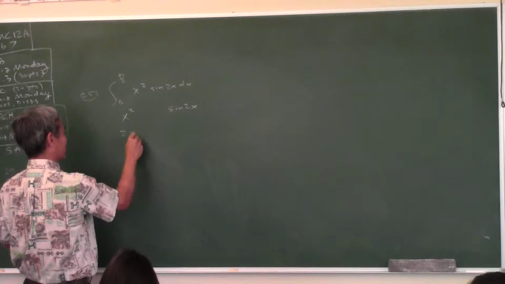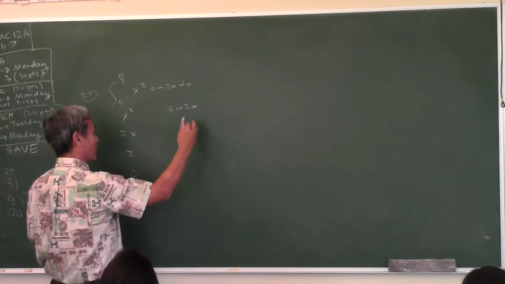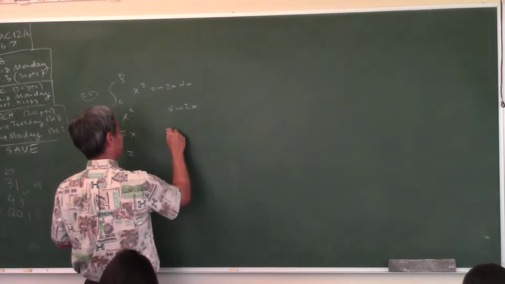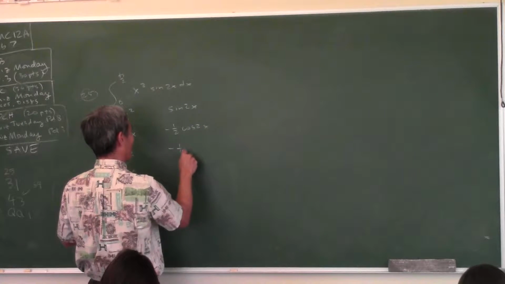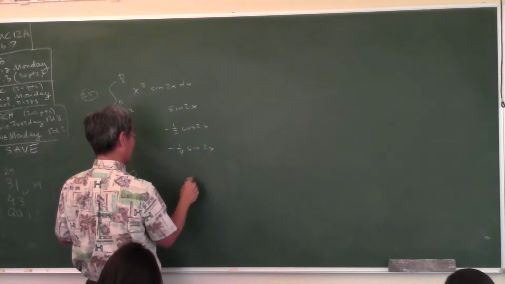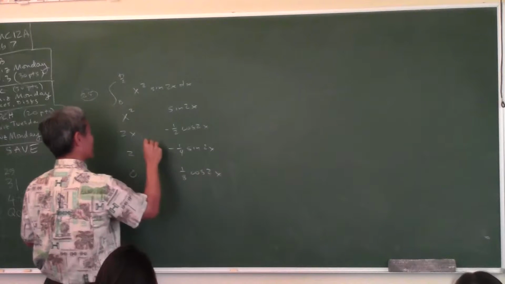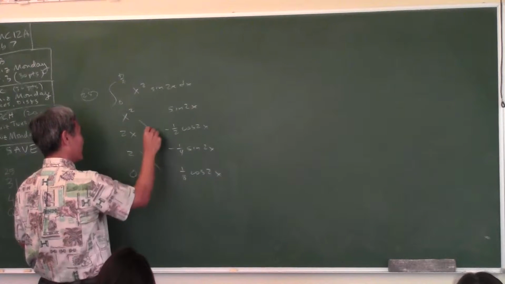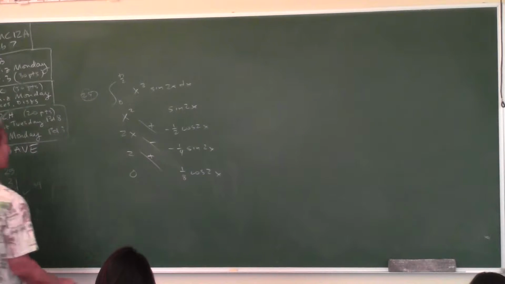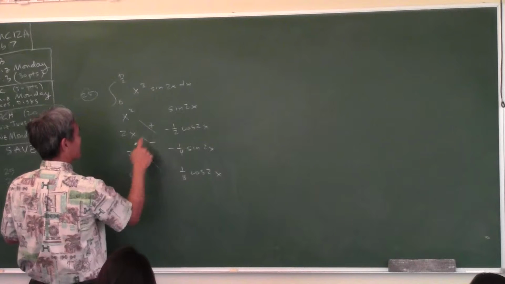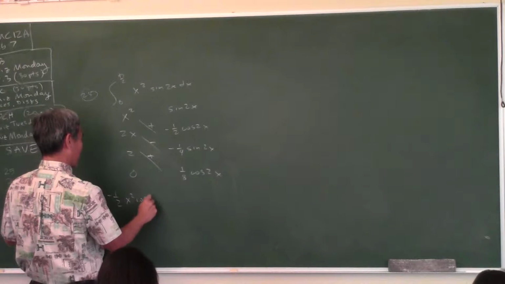So 2x, 2, 0. In this column, you take the integral or antiderivative, so what? Negative half cosine 2x. Negative 1/4 sine 2x. Positive 1/8 cosine 2x. And then you just go plus, minus, plus. And then you're ready to write down the answer. So this times positive 1: negative half x squared cosine 2x.